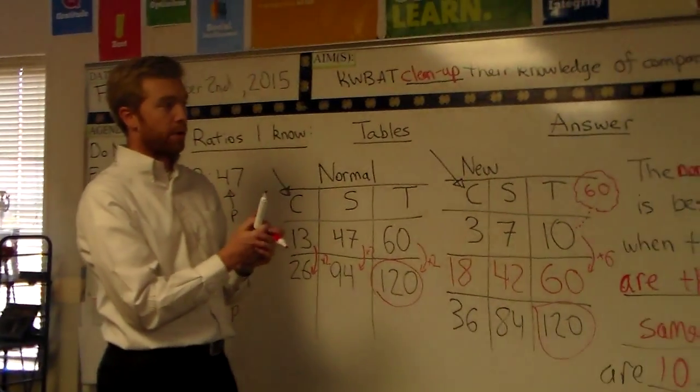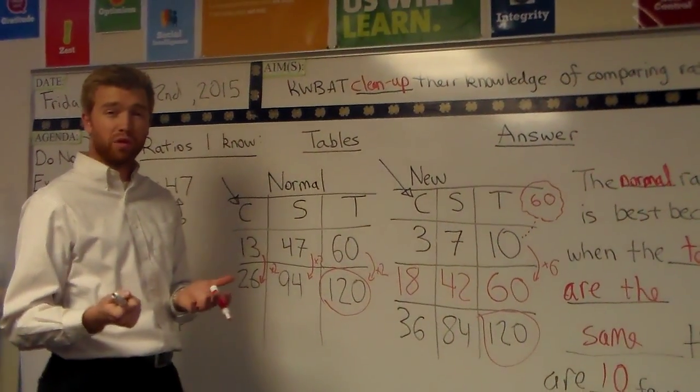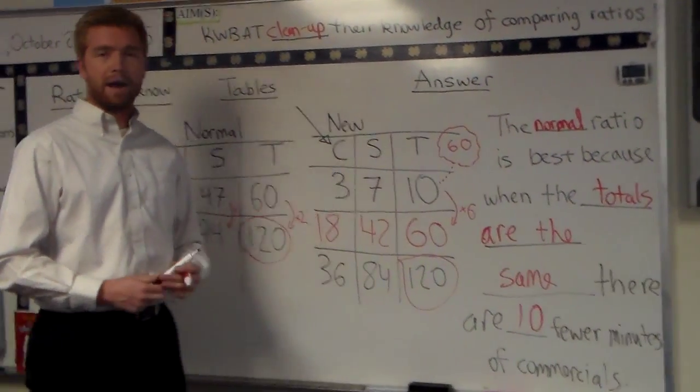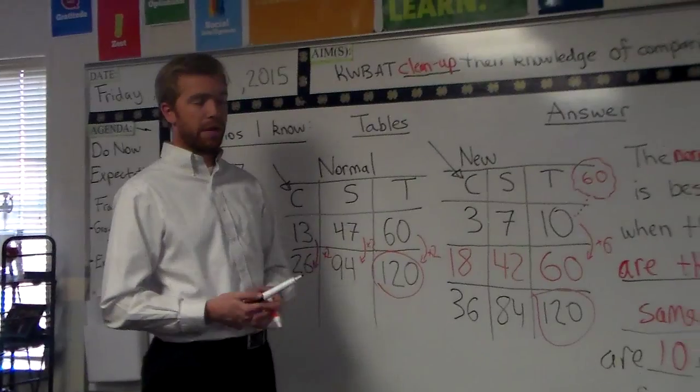So let's review how we did that. We started by trying to figure out what our ratios are. We built some tables from it, and then we started to look for common numbers as we multiplied out to actually find our answer and make our statement at the end.